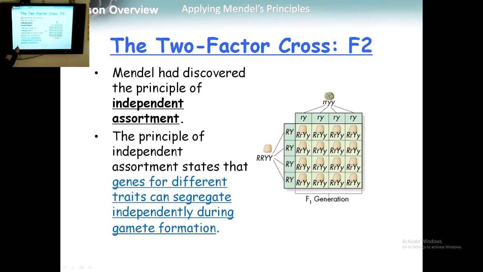So, Miss, you have to memorize this principle, okay? You have to memorize it, okay?